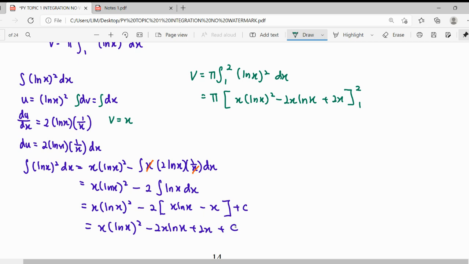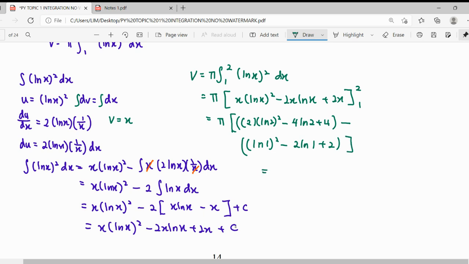Upper limit 2, lower limit is 1, then we perform upper limit minus lower limit, so a bit long here, we just rewrite everything. 4 ln 2 plus 4, so this is one part, minus 1 ln 1 square, 2 ln 1 plus 2, so this is another part. Then we press our calculator.